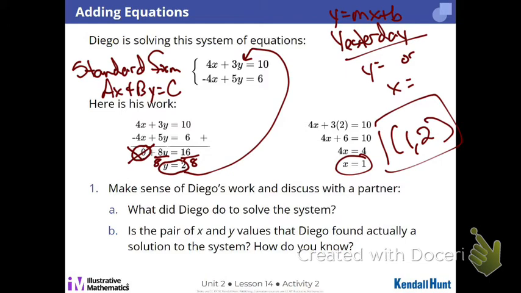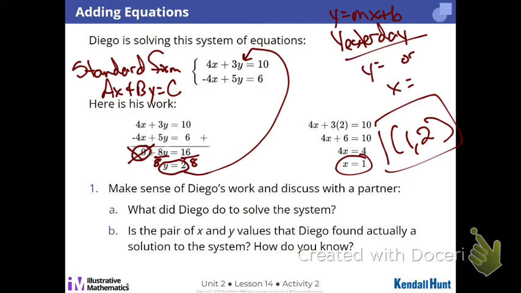Which equation should this answer work in? Both, because the solution to a system is where they cross. It's the one point that's true for both. So 4 times 1 is 4, plus 3 times 2 is 6. 4 plus 6 is 10. Does it work? Yes. Okay. Negative 4 times 1 is negative 4. 5 times 2 is 10. Negative 4 and 10 is 6. Yep. Hot dog, it works.